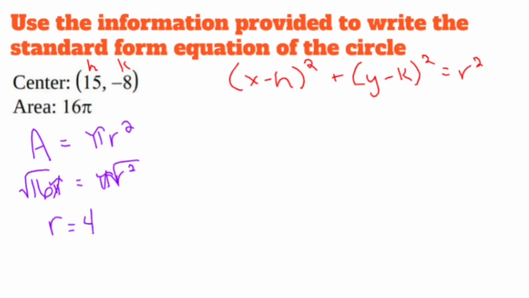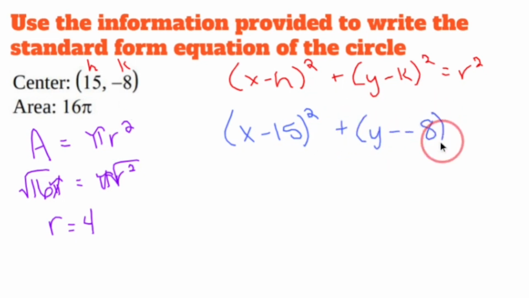Oh, so let's put all of this together, shall we? x minus h is x minus 15 squared, plus sign. y minus k is y minus -8, a double negative. We'll deal with that in a second. And r squared is 4 squared, which is a fun game. By the way, we already found out that r squared was 16 a minute ago. Maybe I could have kept it like that, but who cares?